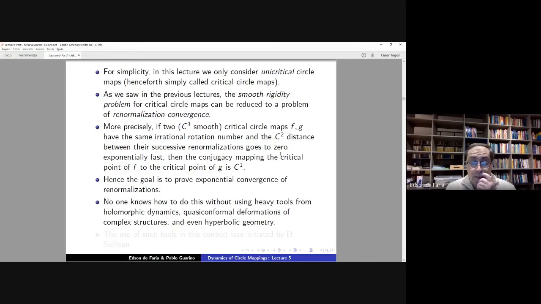Okay. Unfortunately, no one knows how to do this without using complex analysis, without using complex analytic techniques, things like quasi-conformal deformations of complex structures, hyperbolic geometry, and things like that. And the idea of using these tools was originally given by Dennis Sullivan.